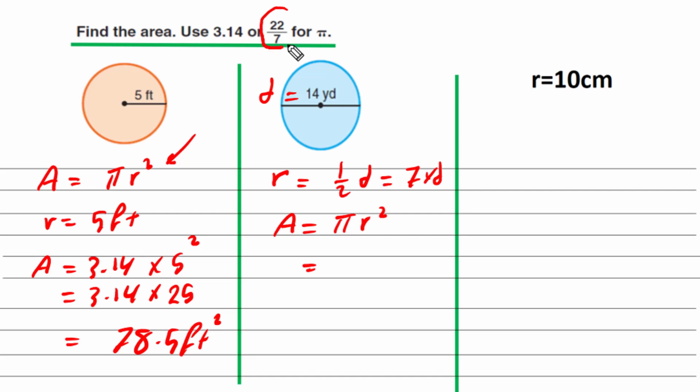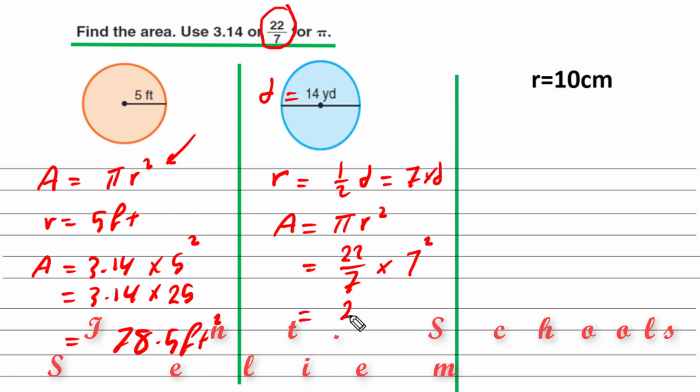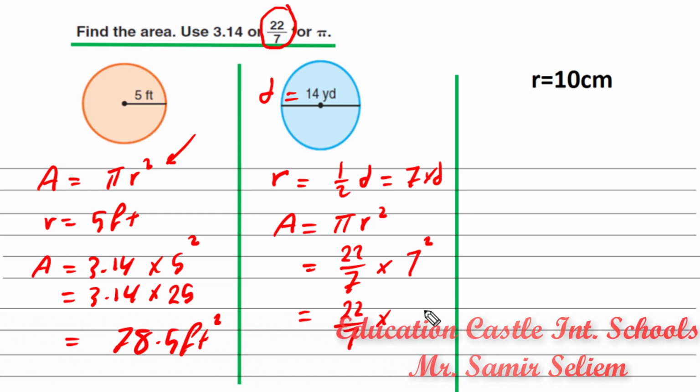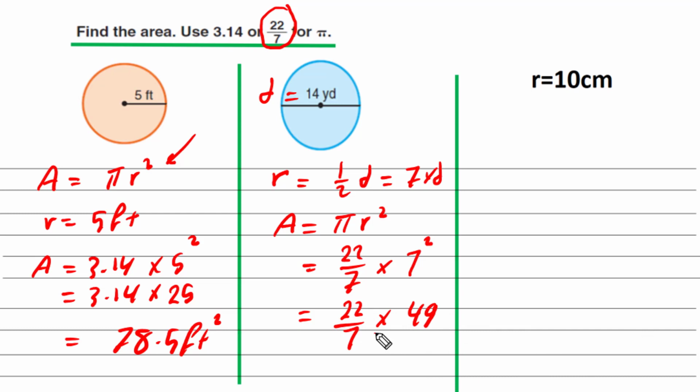It's easy to use 22 over 7. Why? Because r is divisible by, mister, 7. So we can write pi equals 22 over 7 times r squared, which is 7 squared. Now it is equal to 22 over 7 times 49. 49 is divisible by 7 equals 7. Now, mister, the area is equal to 22 times 7, which is 154 square yard.